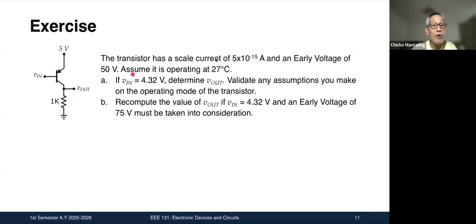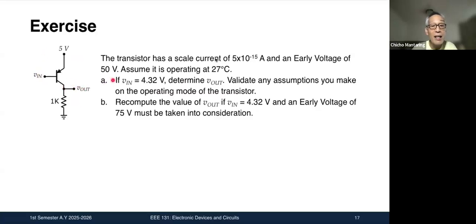Now, to do that, you would have to make an assumption on the operating mode of this particular transistor. So I'd like you to also validate that particular assumption. So the question is, if V in is equal to 4.32 volts, determine V out.